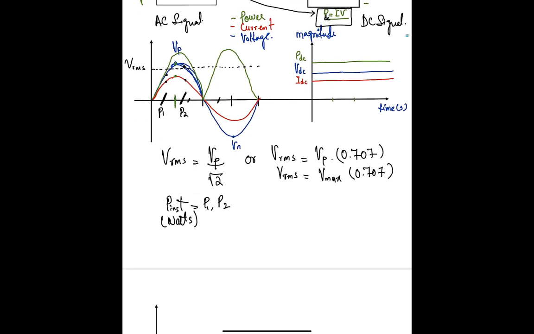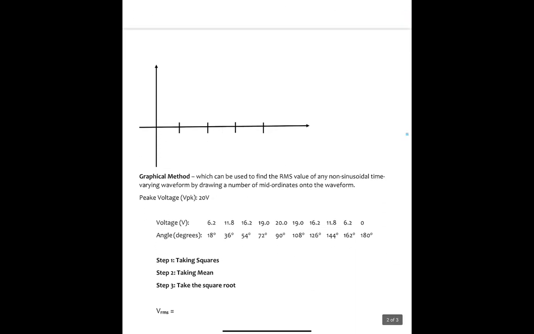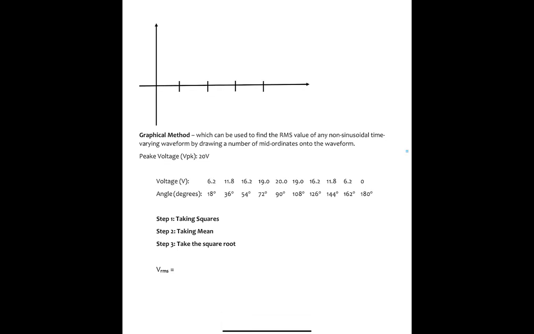Now let's move on to finding ways to calculate the VRMS. There are two ways of doing it. One of the ways is the graphical method, as you can see over here. What is the graphical method? This method can be used to find the RMS value of any sinusoidal time-varying waveform by drawing a number of mid-ordinates onto the waveform.